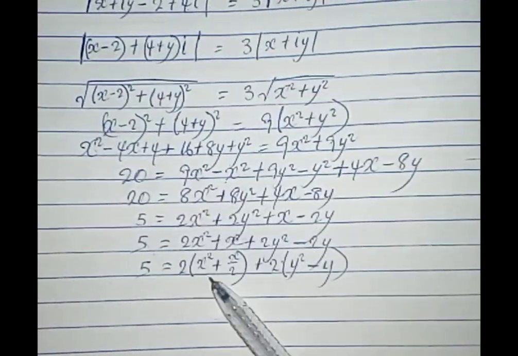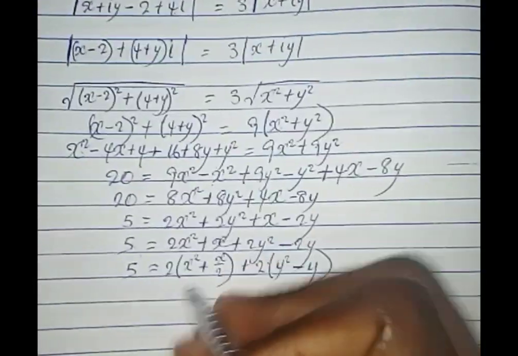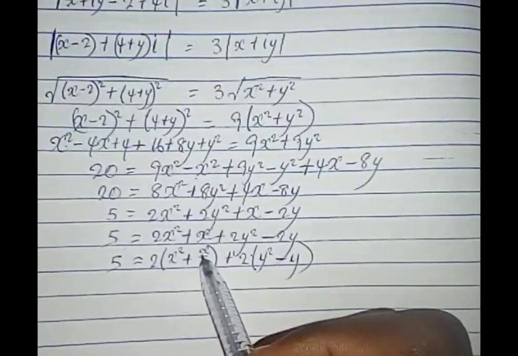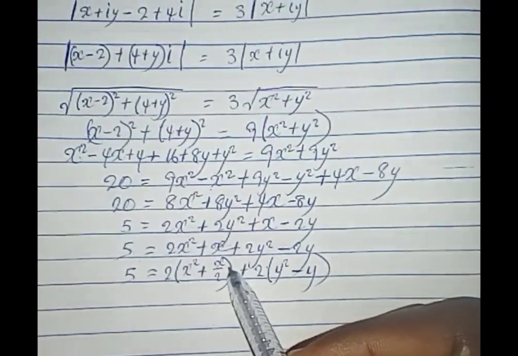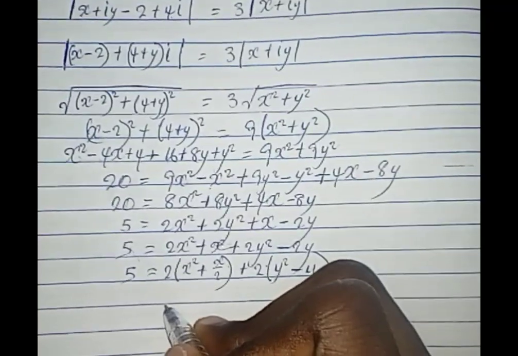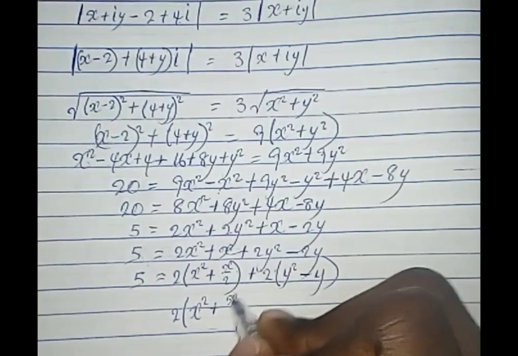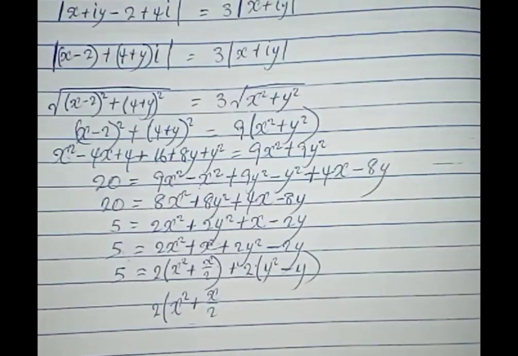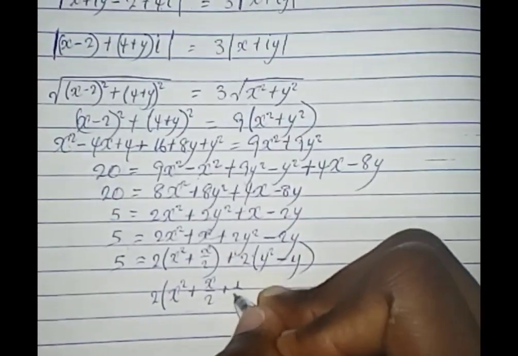Now to make this inside a perfect square, and this one as well a perfect square, there's a reason for that. So let's go. Making this a perfect square, I would find the half of the coefficient of x and add it to it and square it as well. So doing that, I would say this is 2 in bracket x squared plus x over 2, half of 1 over 2, that is 1 over 4. 1 over 4 squared, that is plus 1 over 16.